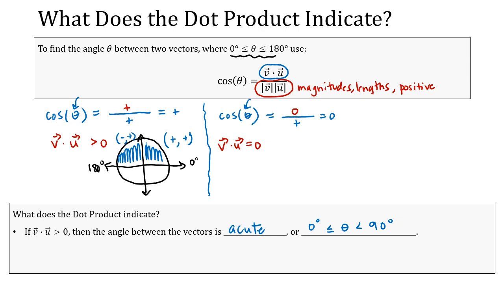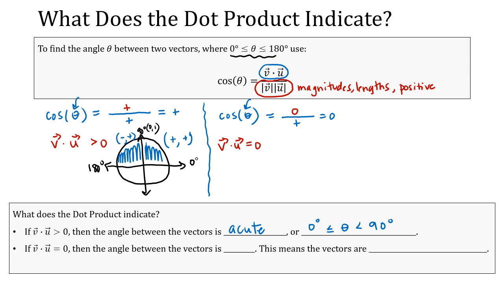Going back to our picture on the unit circle, we know up here at 90 degrees that that ordered pair is the ordered pair 0, 1. That's a cosine of 0, isn't it? And so what we can say is that if the dot product is equal to 0, then the angle between the vectors is 90 degrees, isn't it? Has to be 90 degrees.